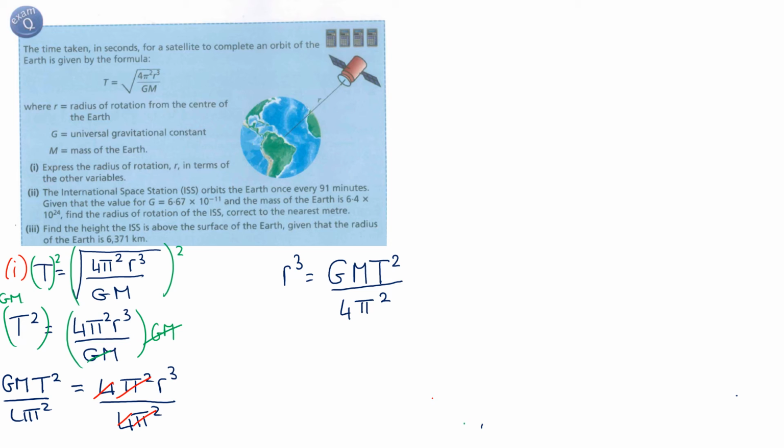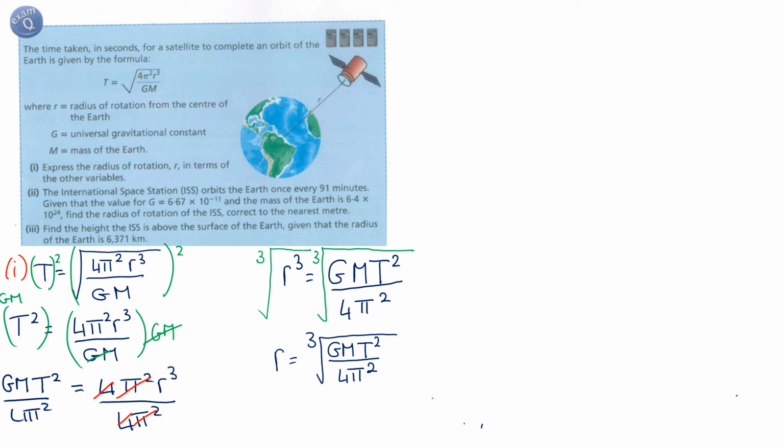Now, when we want to get rid of a square, we use the square root. Because we have a power of 3 now, or a cube, we're going to use what's called a cube root. It looks like a square root, but we write a little 3 there. So it's asking the question, what number multiplied by itself and by itself again will give me this number here. So I'm left with the cube root of r cubed is just r, and that is all equal to the cube root of GM T squared over 4 pi squared.